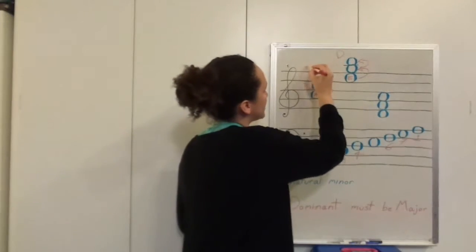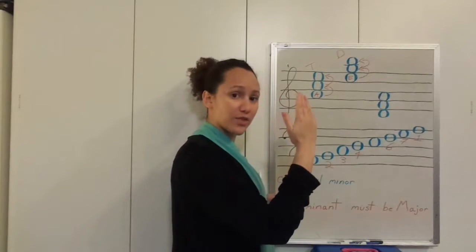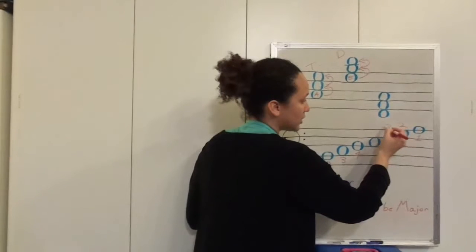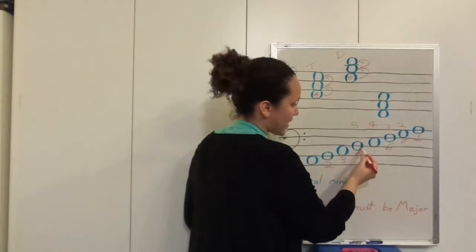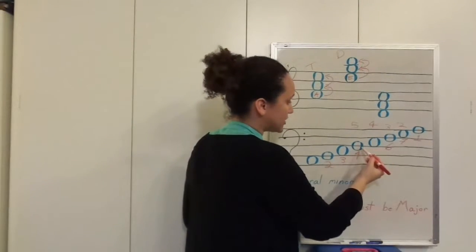And this I'll go ahead and label our tonic. To do our 4 chord, we're going to start at the top and count down. So we have 1, 2, 3, 4, and 5. So that's our subdominant, sub meaning below. So there's our D chord.